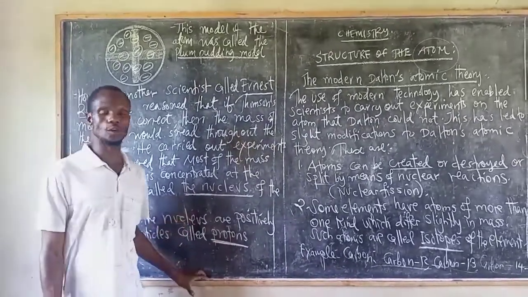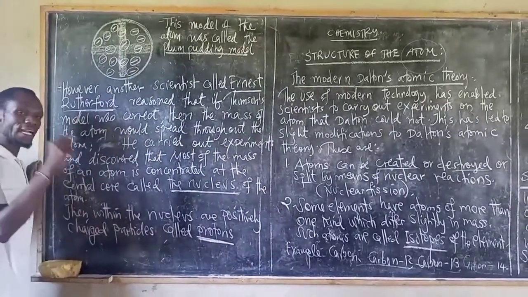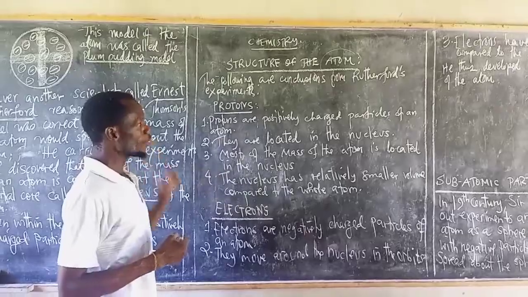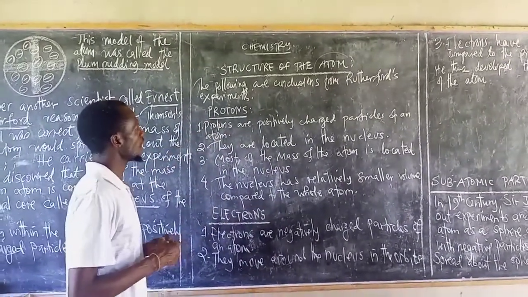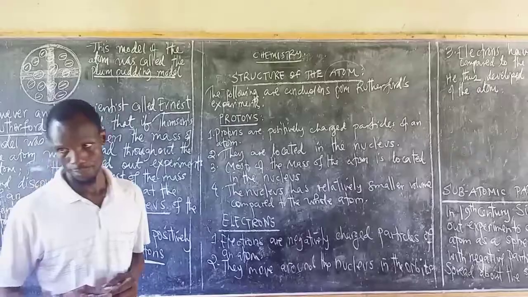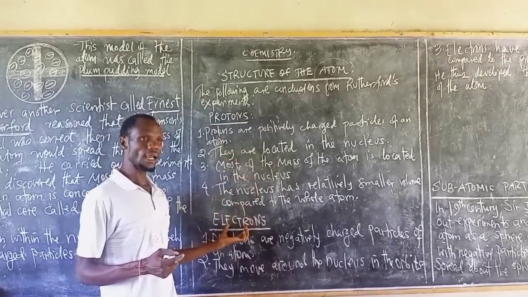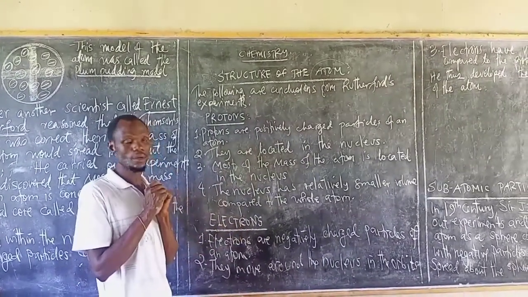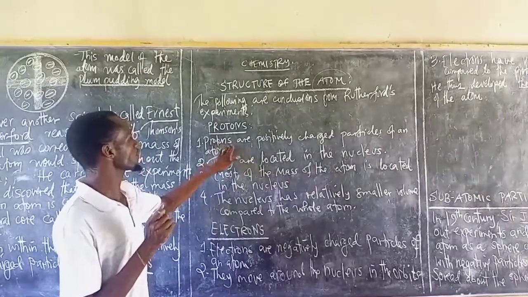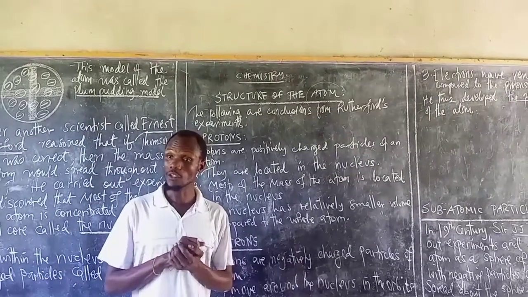Then, according to Rutherford, he summarized the points. He said protons are there and electrons are there, but the protons are located in the nucleus. The following conclusions were drawn from the experiments he did. He said there are protons and electrons, and he defined, as we still define today, protons as positively charged particles of an atom.